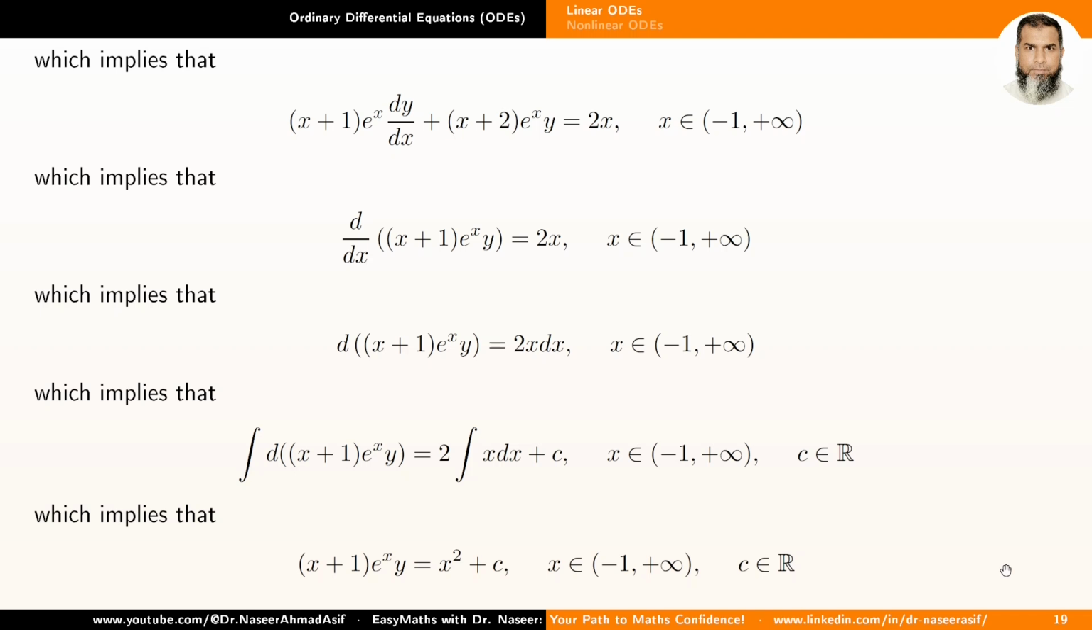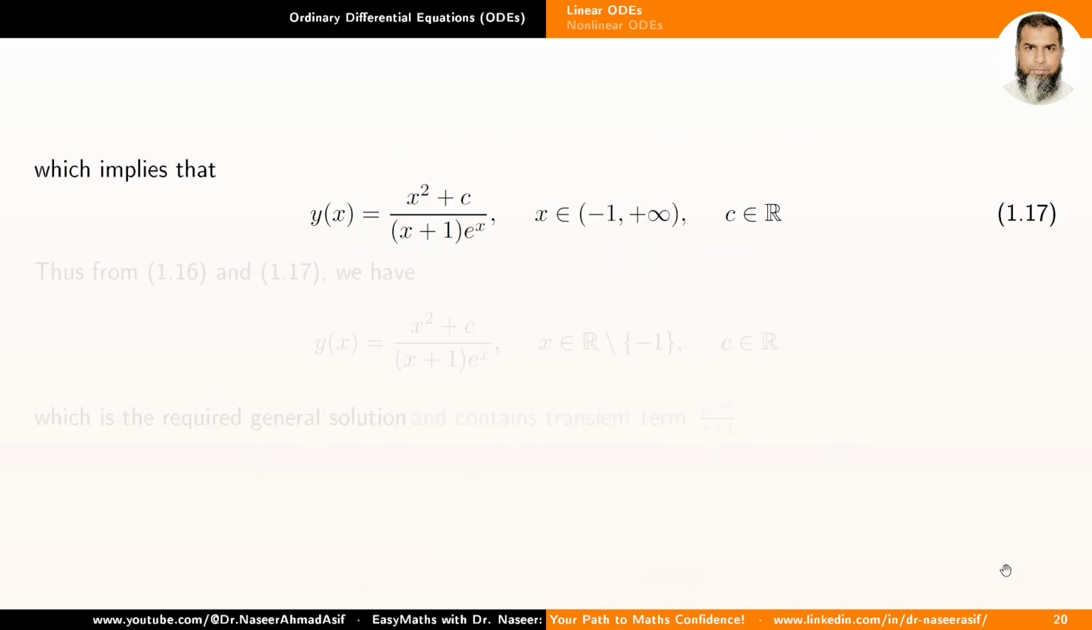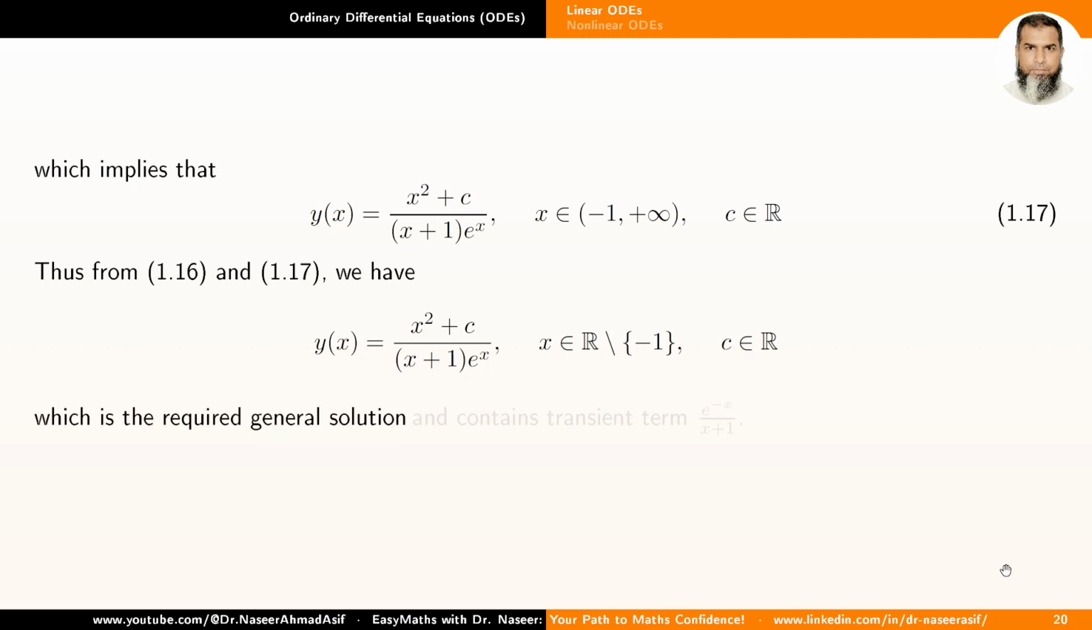Now dividing this by x+1, we have y(x) is equal to (x² + c) over (x+1) into e^x, where x belongs to the open interval (-1, +infinity) and c is an arbitrary constant. Now from equations 1.16 and 1.17, we have y(x) is equal to (x² + c) over (x+1) into e^x, where x belongs to R other than -1 and c is an arbitrary constant, which is the required general solution and contains the triangular term e^(-x) over (x+1).